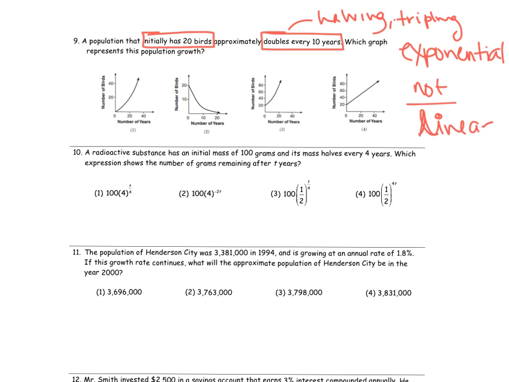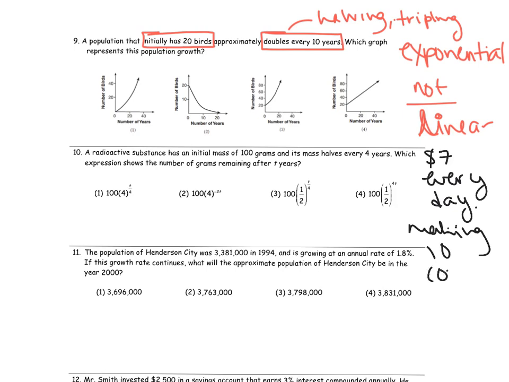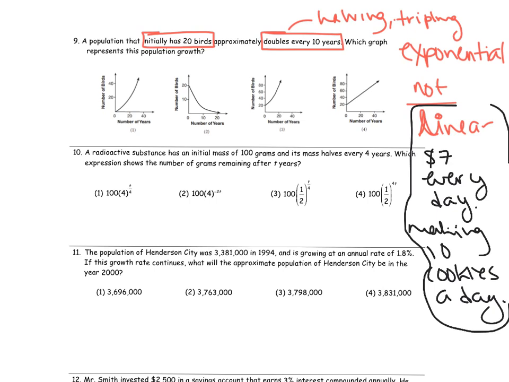So an example of that constant rate of change would be somebody that gets paid $7 every day. Or another example of something linear is making 10 cookies a day. All right, so that's the difference between linear and exponential. Exponential is, again, that doubling, halving, tripling, etc. All right, so we have this population initially has 20 birds. So we're starting off at 20.